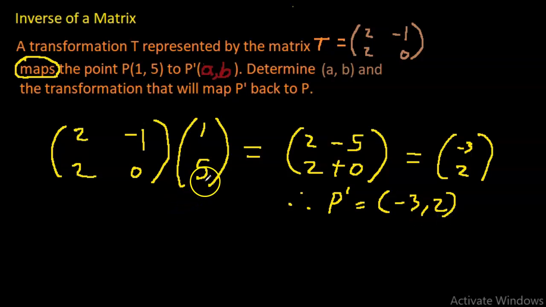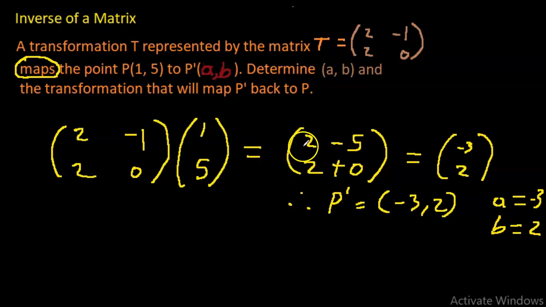Now, we're asked to determine (A, B), which we just did. A is minus 3, and B is 2, where A is the x coordinate and B is the y coordinate. Now we're asked to also find the transformation that will map back P prime to P. This transformation T maps (1, 5) to (-3, 2), so we want the matrix that does the opposite to what T does.